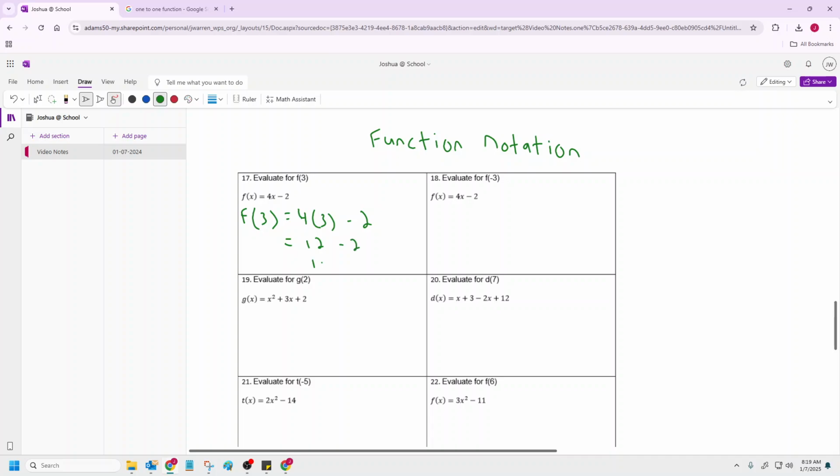12 minus 2 is 10. So you end up with f of 3 equals 10. And the other way to write that is when x is equal to 3, y equals 10. Or you can write it as a point. Why do we have them in different ways? Why do we write them in different ways?